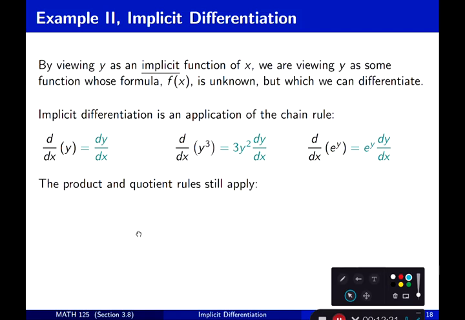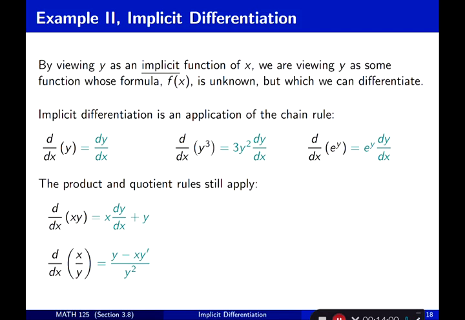Now the product and quotient rule will still apply. If you're taking the derivative of x times y, you get the first function times the derivative of the second function, so it's x times dy dx. Then you get the derivative of the first function, which is 1, times the second function y.